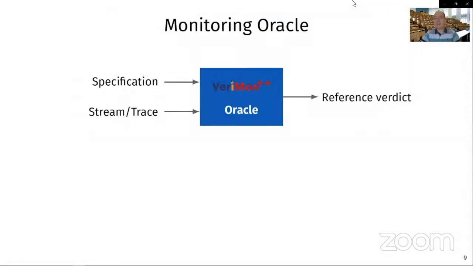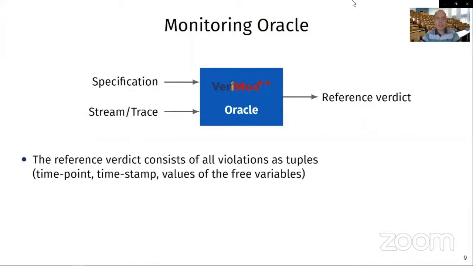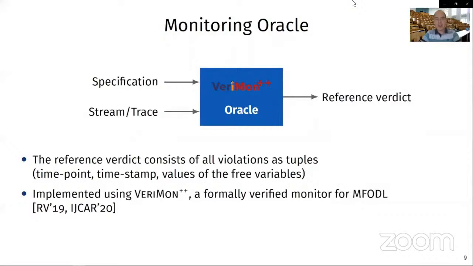Finally, the third component is the monitoring oracle. It provides the expected output given the specification and the stream or a trace. The output is a reference verdict, which consists of all violations of the specification. A violation is simply a tuple which contains a time point where the violation occurred, the timestamp which this time point contains, and values of free variables that, when assigned, violate the specification. The oracle is implemented by a monitor called Verimon++, which is a correct by design monitor.